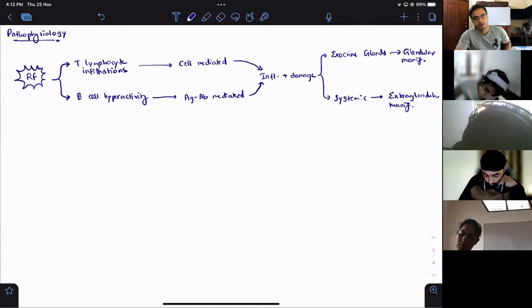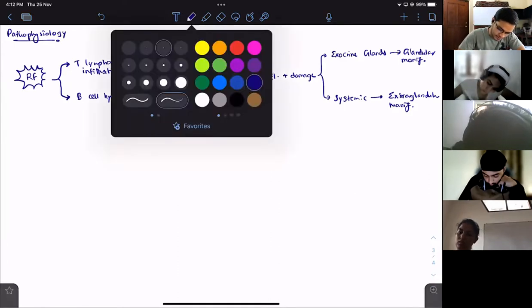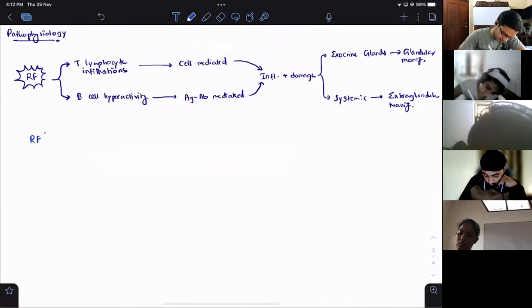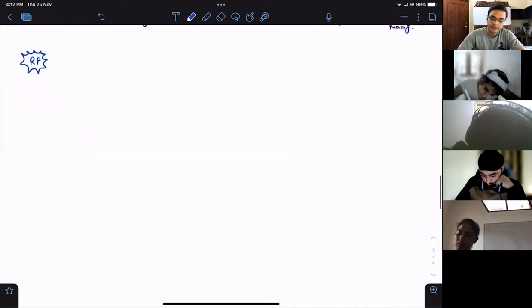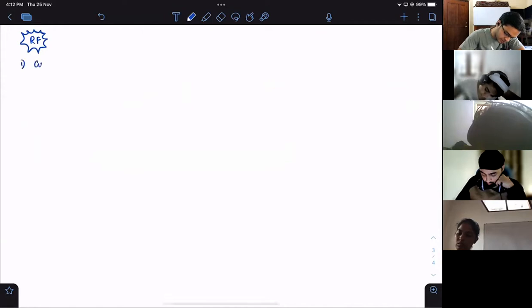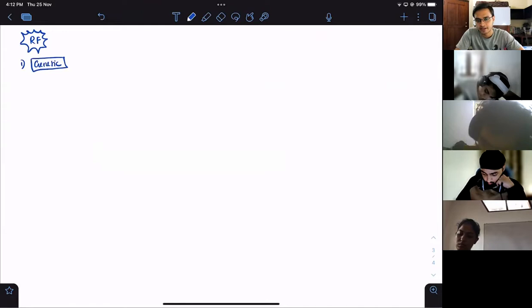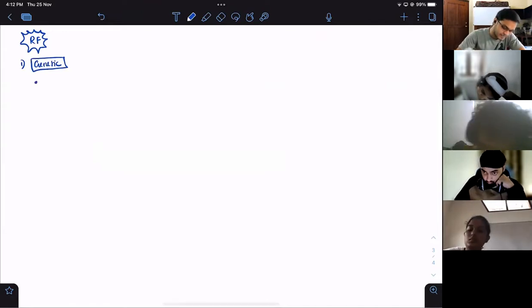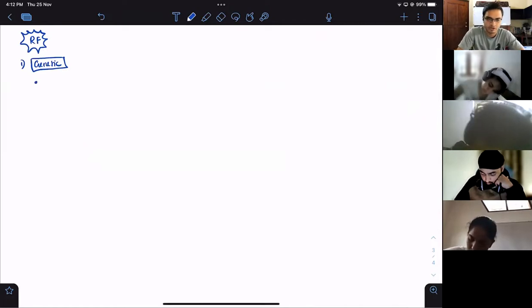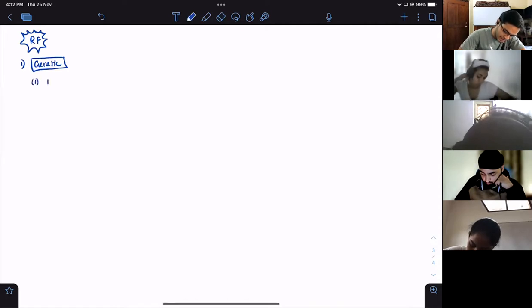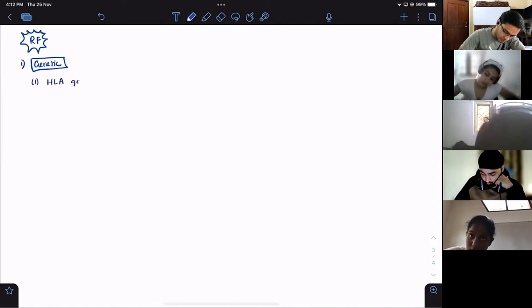Right. So let's start off with the risk factors, guys. What are these risk factors? Look at this, guys. The first one, we'll divide this into several groups. First one is genetic risk factors. Here, again, similar to before, but we have some exceptions. We'll look at it. The first one I want you all to know is HLA gene mutations.